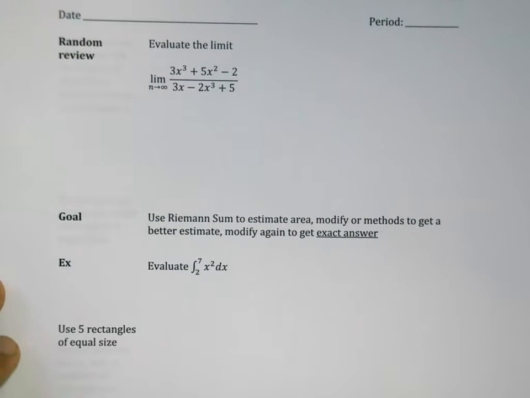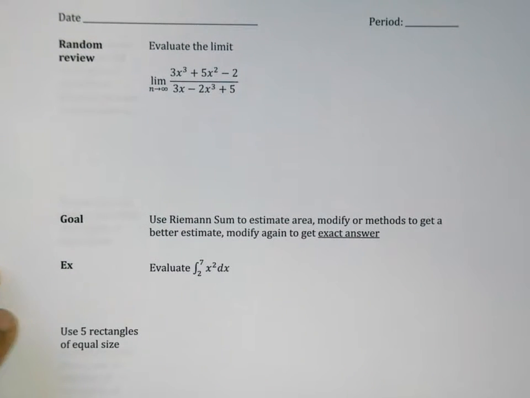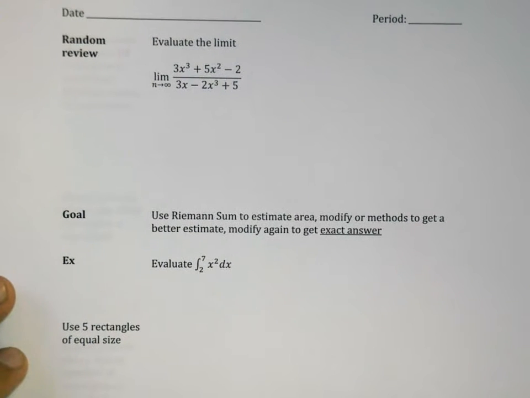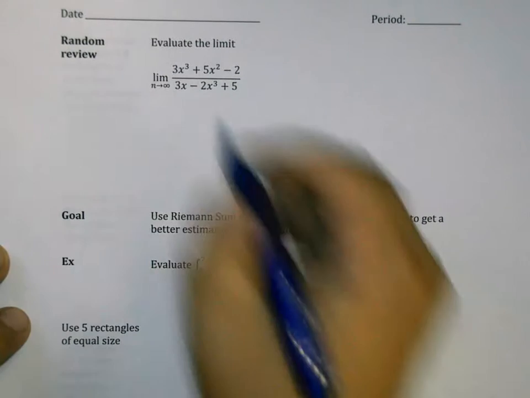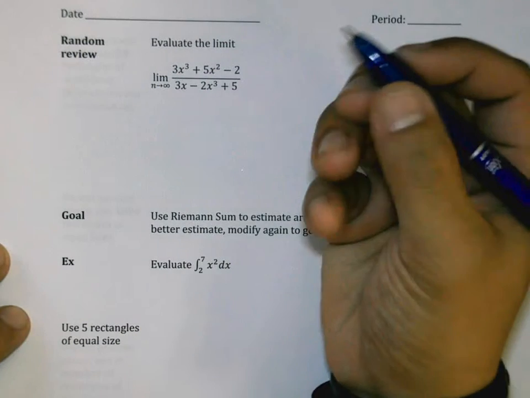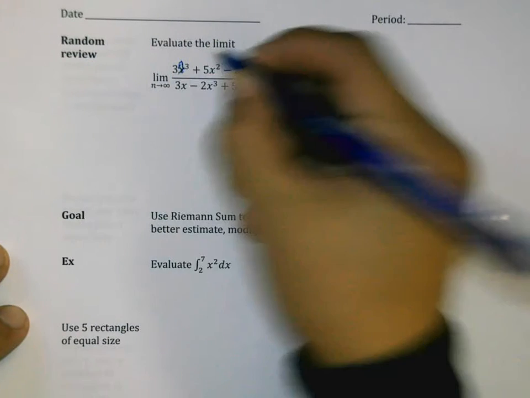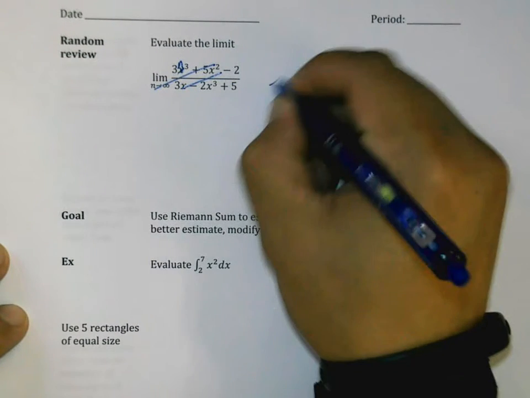Alright, now we move on to the next part, where we are going to do a random review question. So this says for me to evaluate this limit as n approaches infinity. Oh, this should be an x. No, actually, I'll change these to n's instead. So let me do a better version of this.